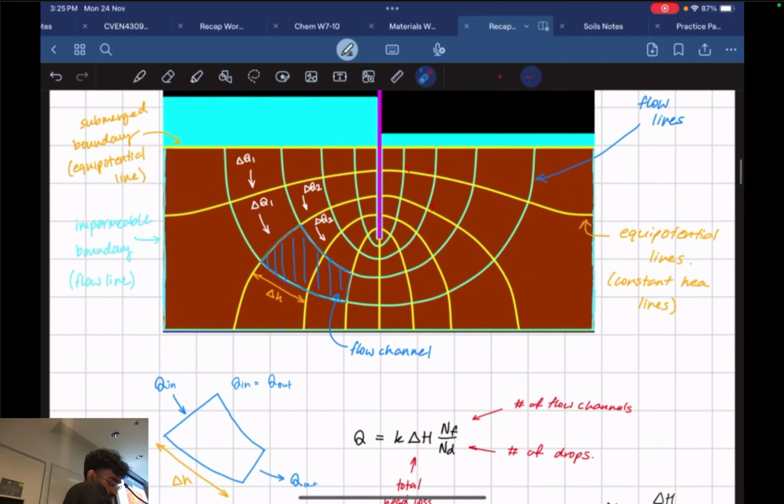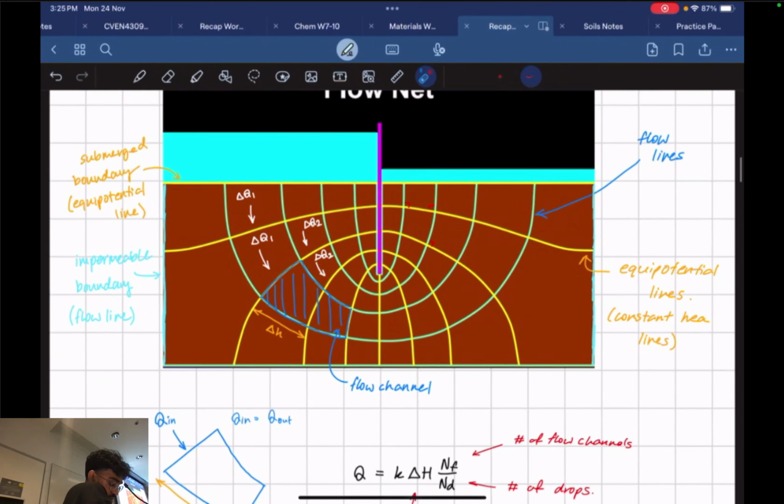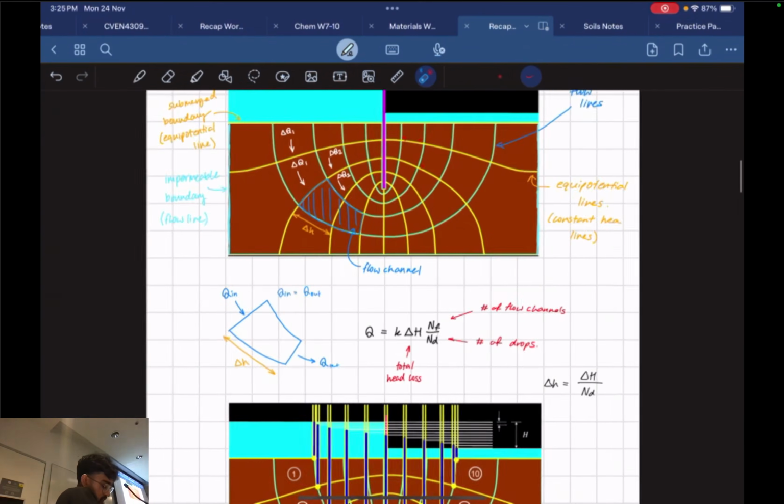Anything else? Flow lines are impermeable boundaries, blah blah blah. Oh, also, along these equipotential lines, the heads stay constant. So at this point and at this point, the head is going to stay constant. Right? And depending on the value of your flow, your head might change. Right? So because the flow is different down here, the value of head is going to be different as well. Okay, cool. I'm going to jump into an example.